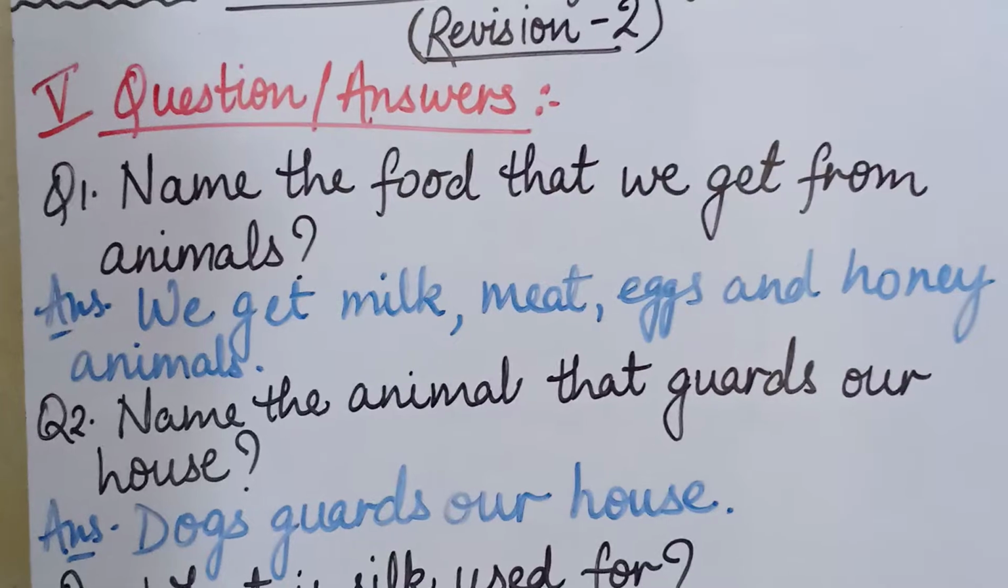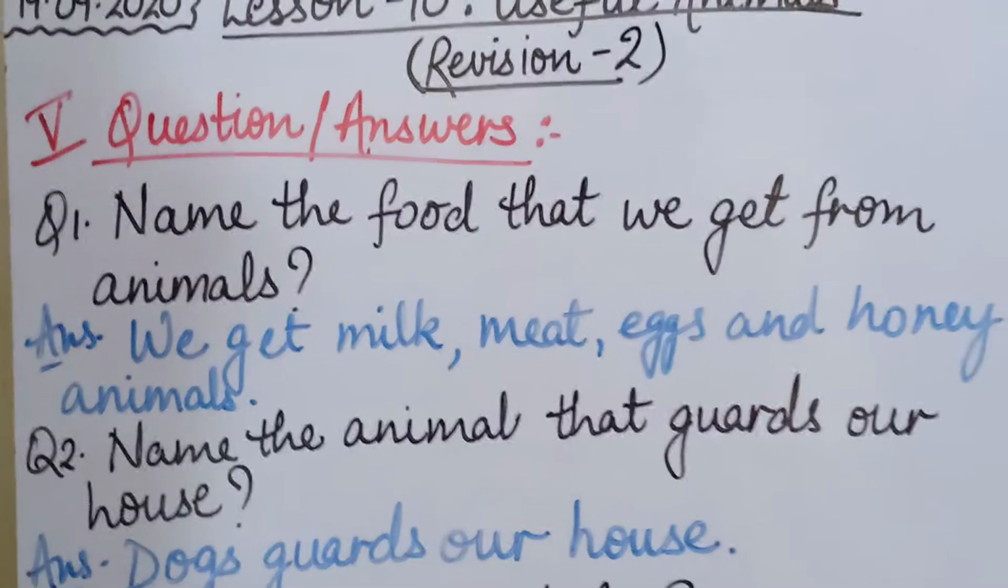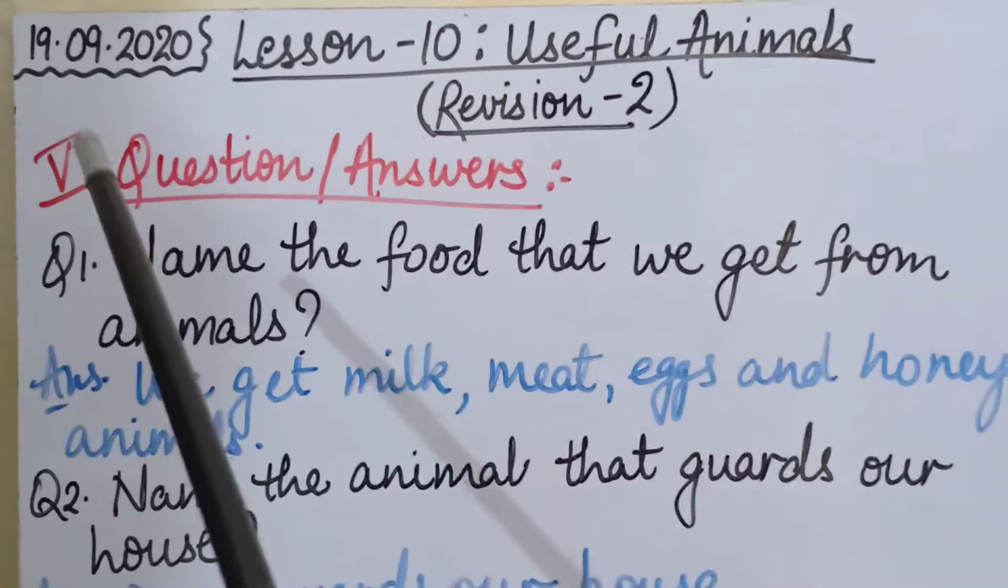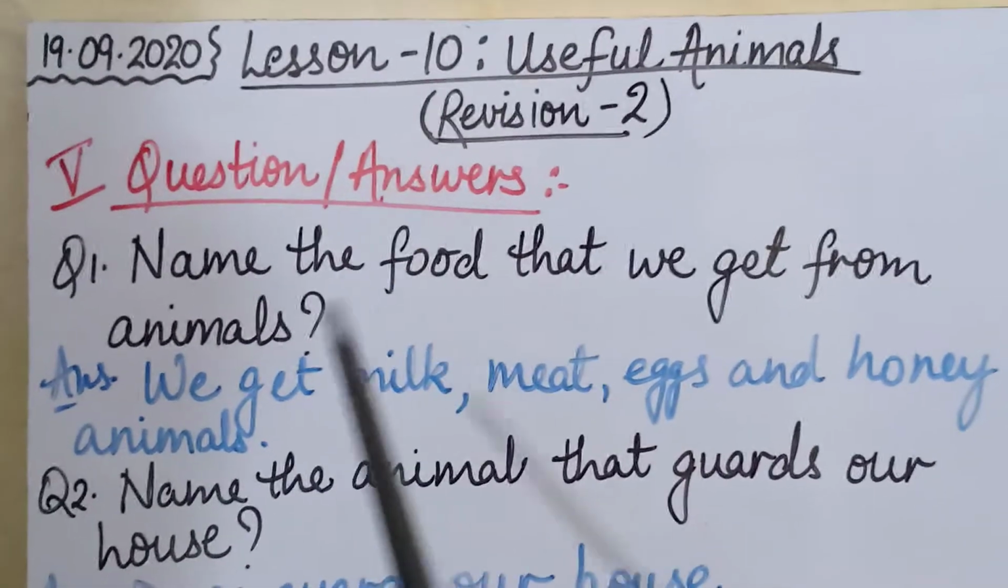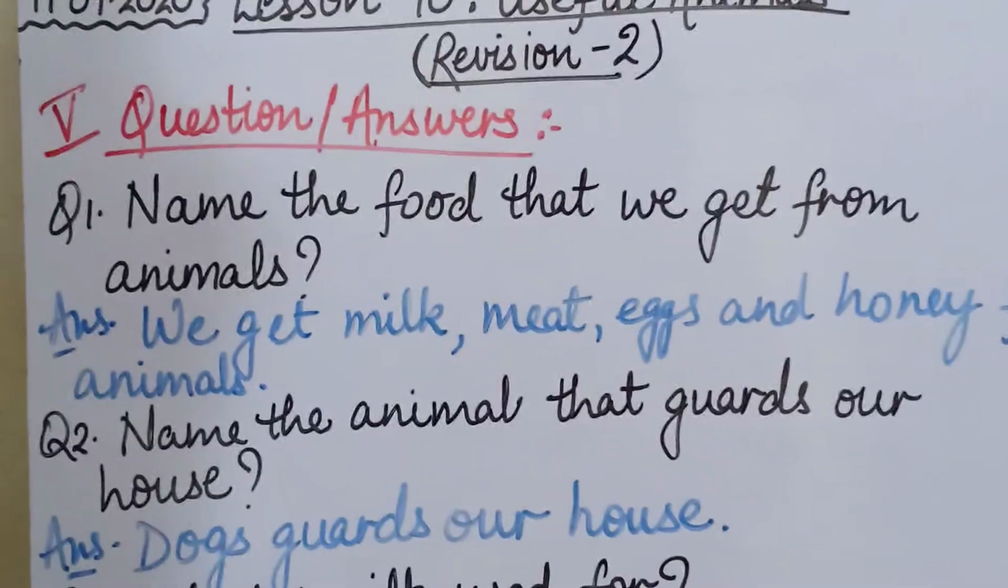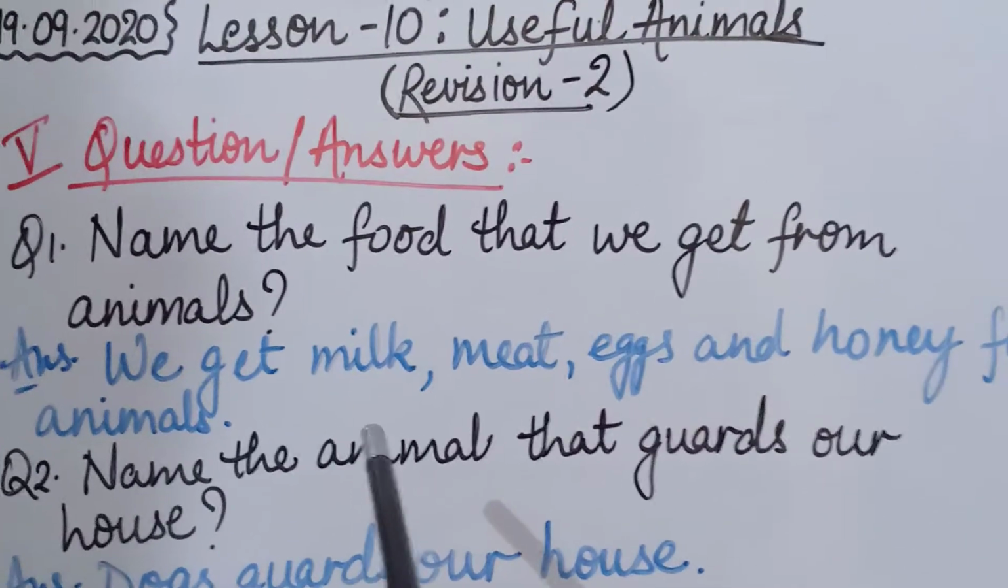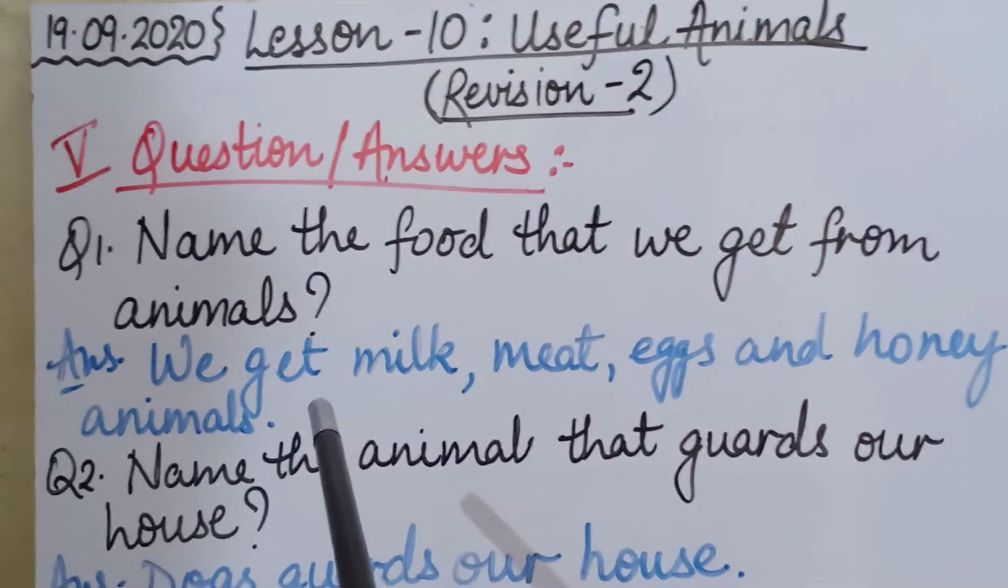Is that clear, children? Coming to the fifth part, that is the last part, children, of this revision 2. This is question answers. Okay, I will explain you the question answers with answers, and after that in the assignment I will not write the answers. You will write on your own.